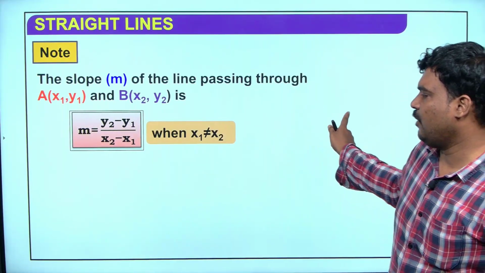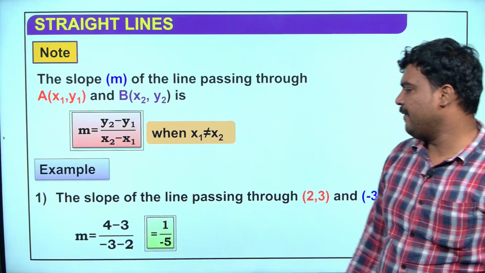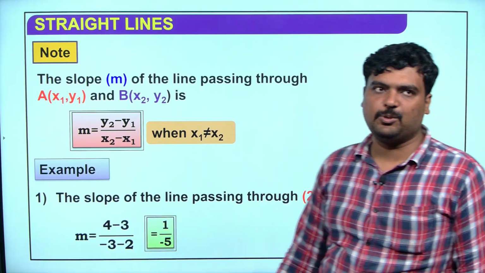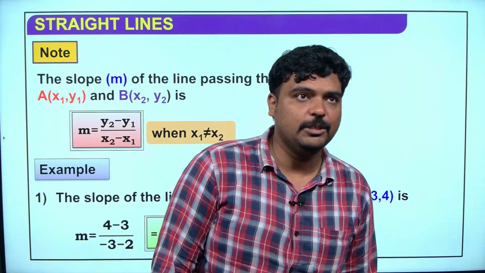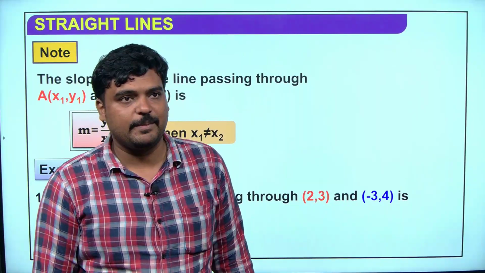So this one I taught you, right? If the slope of the line passing through two points, they have given (2, 3) and (-3, 4), can you find the slope? m is equal to y2 minus y1 divided by x2 minus x1.